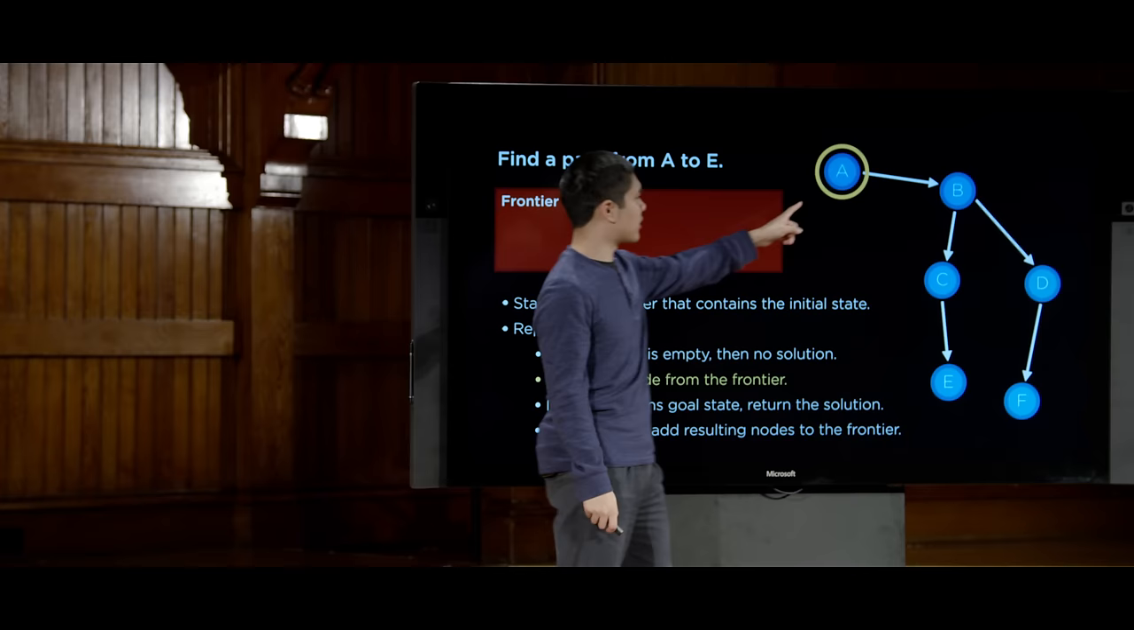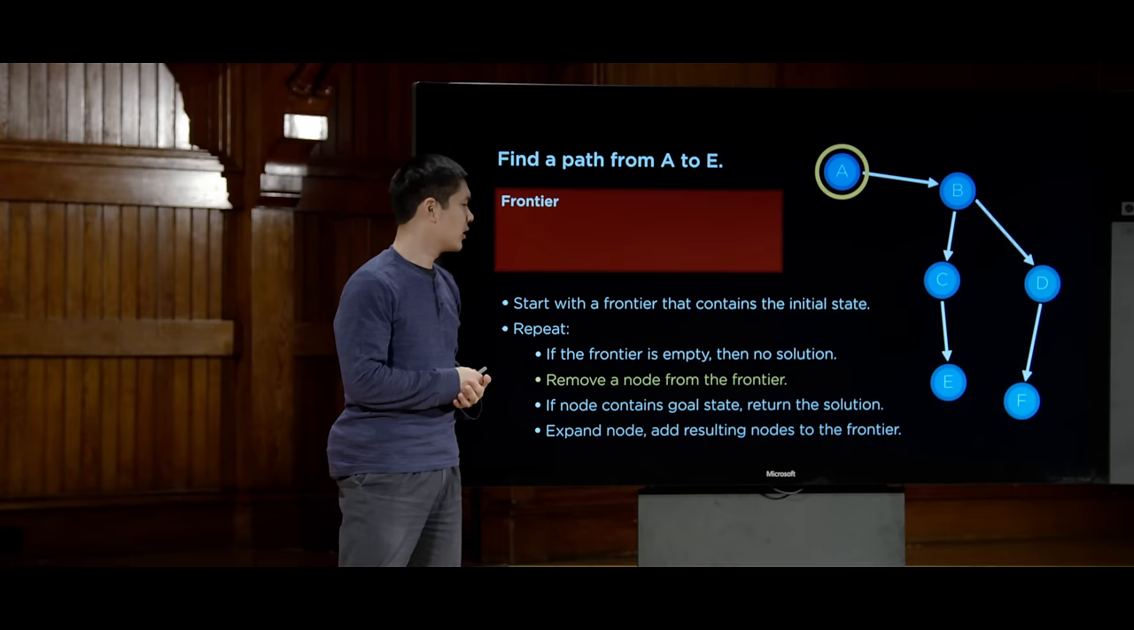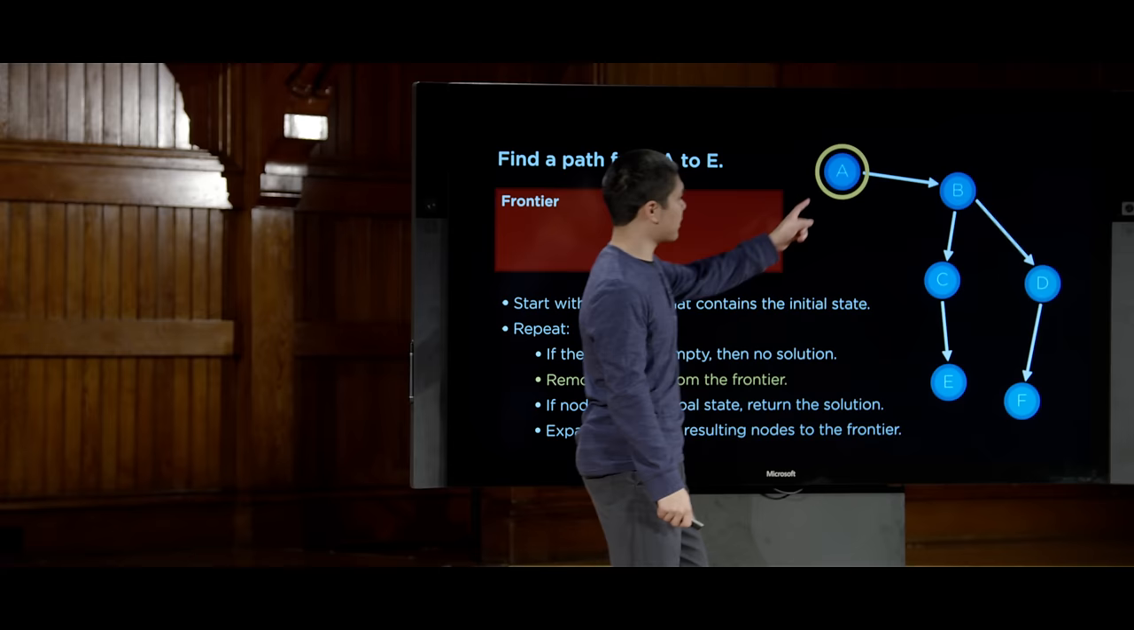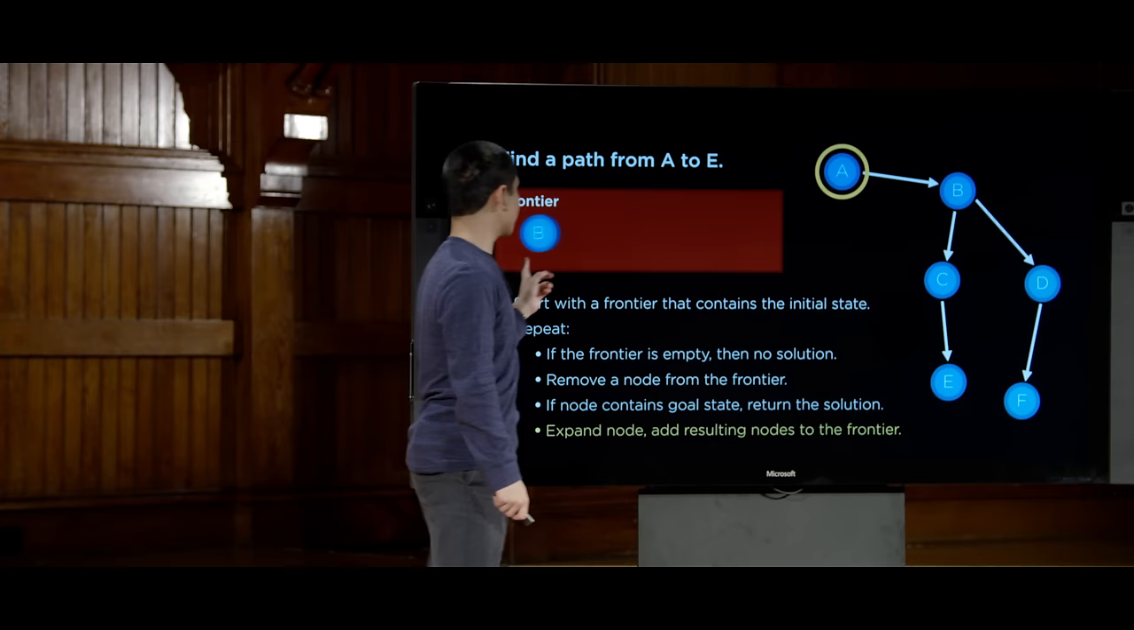We follow the next step. We ask ourselves, is this node the goal? No, it's not. A is not the goal. E is the goal. So we don't return the solution. So instead, we go to this last step, expand the node, and add the resulting nodes to the frontier. What does that mean? Well, it means take this state A and consider where we could get to next. And after A, what we could get to next is only B. So that's what we get when we expand A. We find B, and we add B to the frontier. And now B is in the frontier. And we repeat the process again.